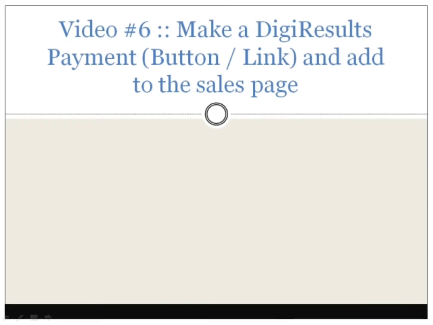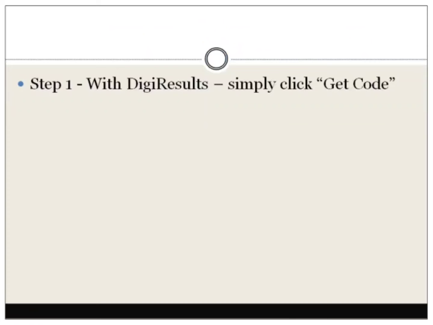Hello and welcome to video number 6. In this specific video, we're going to talk about making a DigiResults payment button and link and adding it to the sales page. So this process is really easy. It consists of step number 1. On DigiResults.com, simply click on the Get Code button. We're going to get the code.